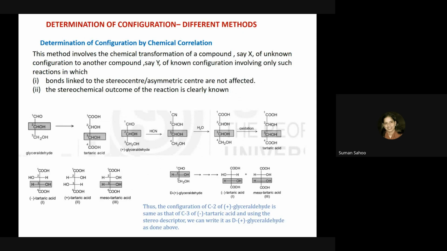Next is how you determine the configuration. Just by seeing the formula, we can say, okay, this is the configuration. But how do you determine whether my compound, which I got, just by seeing the molecule, we cannot determine what its configuration is. So there are different methods to know the configuration. The first one is determination of configuration by chemical correlation. This method involves chemical transformation of a compound, suppose X, of unknown configuration to another compound, say Y.